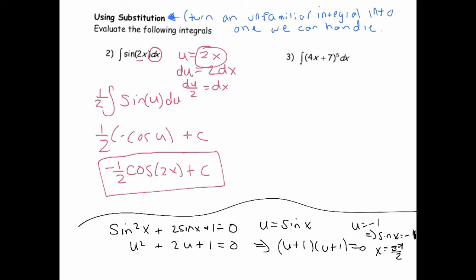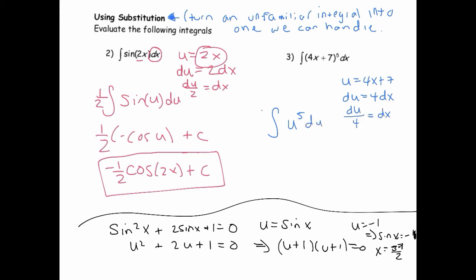Let's try another example. Let's say we've got the integral of 4x plus 7 to the 5th. Notice you, of course, could just multiply that out 5 times or expand that out and then go term by term, but that's not going to be practical, especially if the 5 is like a 50. But you do know the antiderivative of something to the 5th. So I'm going to let my u be that whole inside, 4x plus 7. And that means that du is 4 dx. And so now I'm going to turn this integral into u to the 5th. And my dx is really du divided by 4.